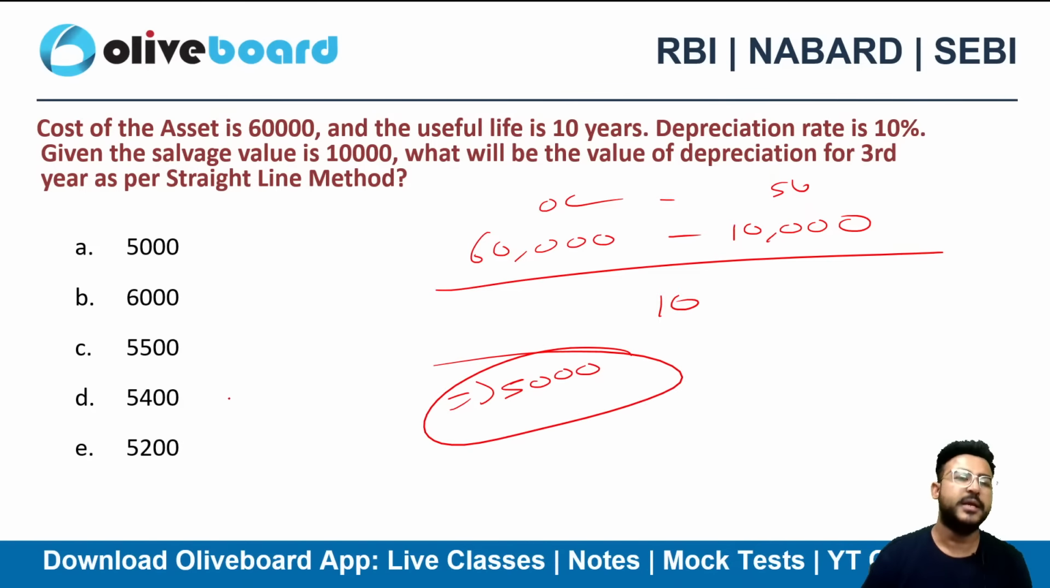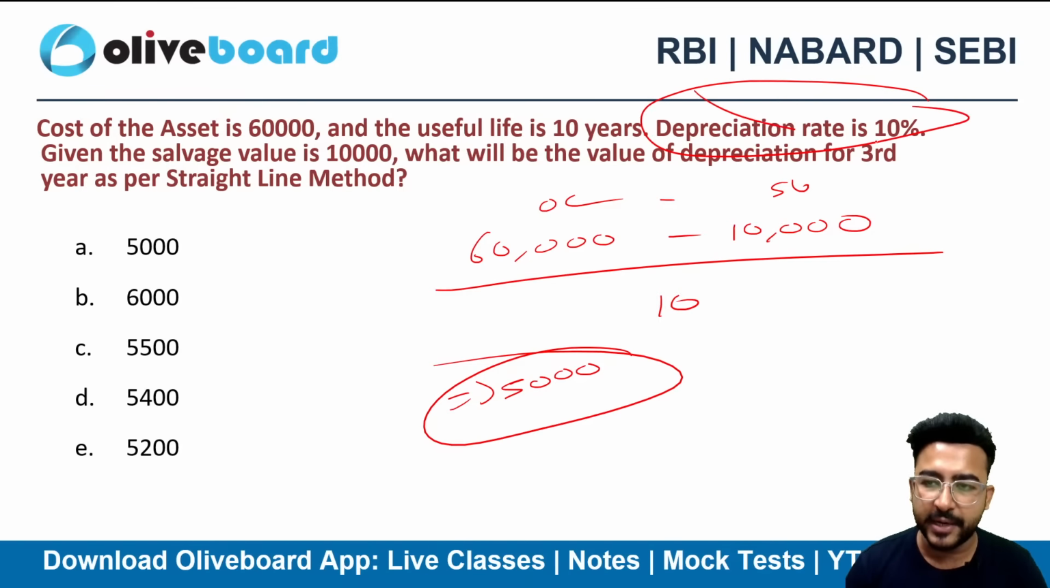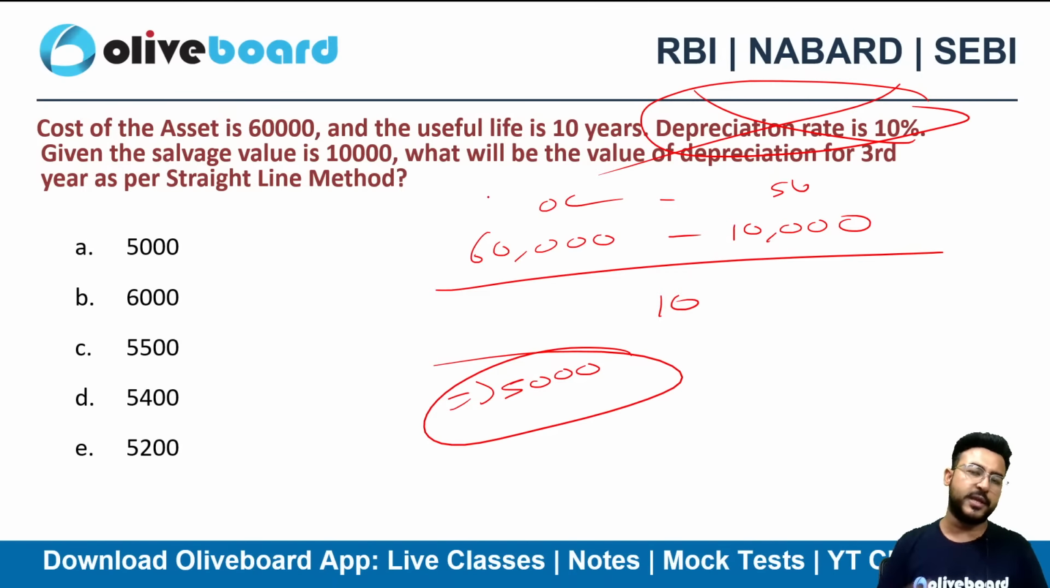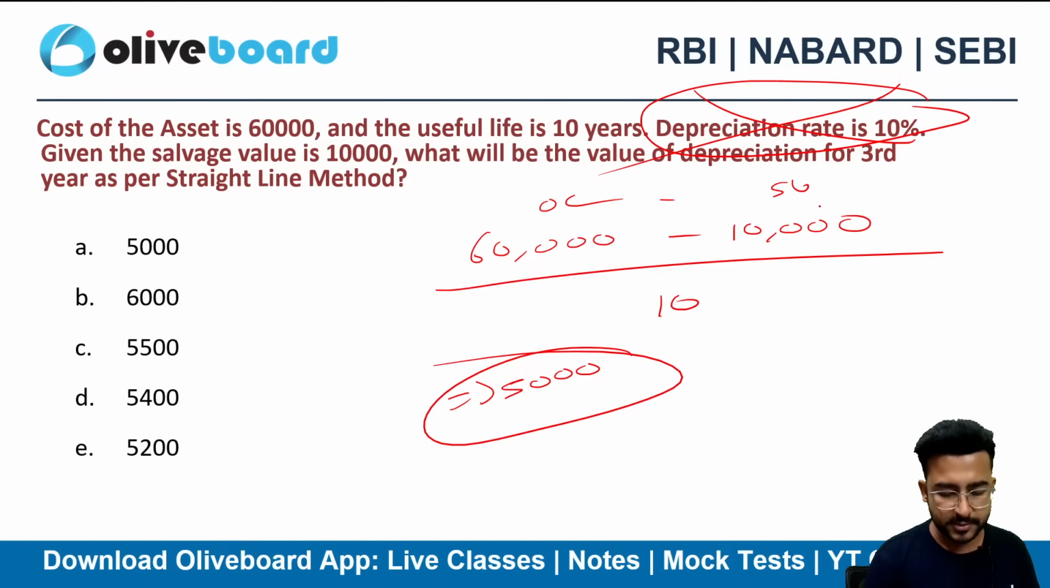Why? Because in the straight line method of depreciation, the depreciation will always remain the same only. This rate is completely irrelevant. I don't even care about the rate in the SLM method. Had it been WDV, this rate would have been useful. As of now, this is not at all useful.